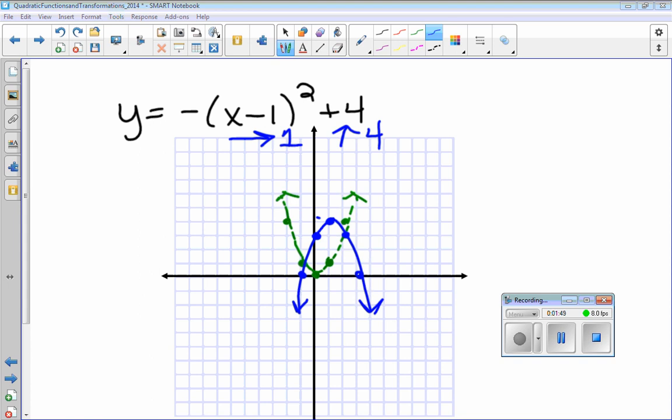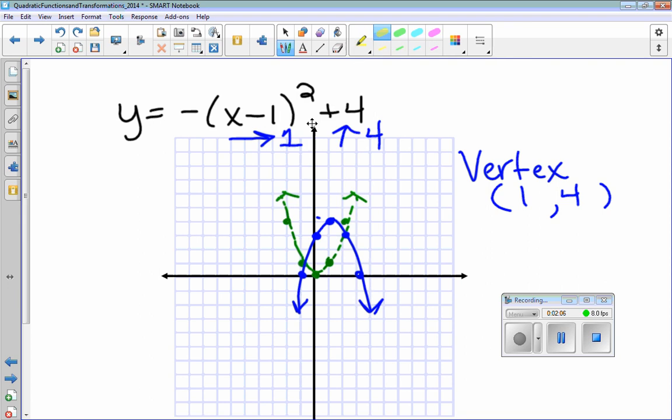By the way, what is the vertex? Let's go ahead and write the coordinates of it. What are the coordinates? What'd you get, April? What'd you get for the vertex? 1, 4. Very good. Is it a maximum or a minimum? It's a maximum. And that's going to become important because we're going to need to know that on our calculator when we bring our calculators in next class.